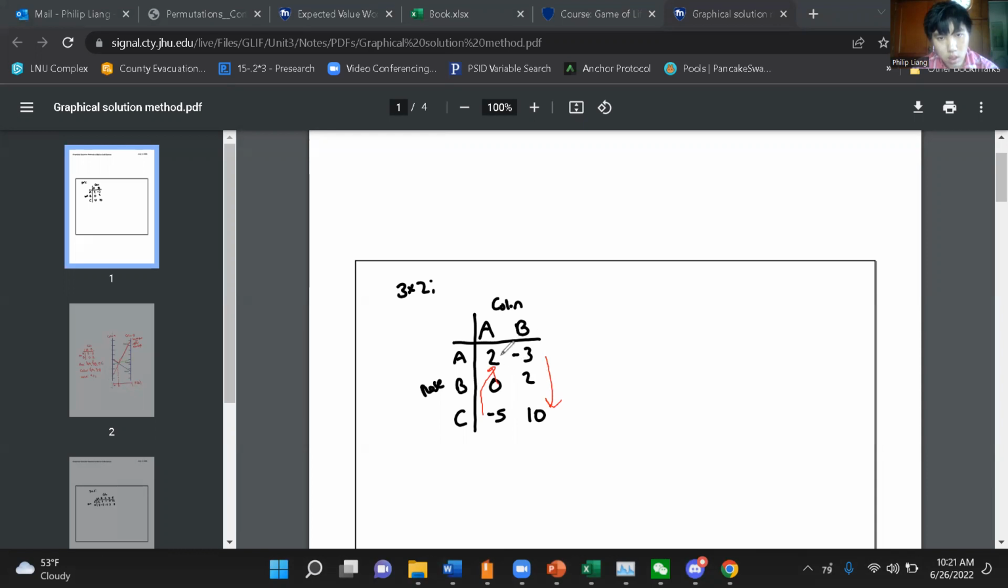Against Rose A, column wants to play B. Against Rose B, column wants to play A, and against Rose C, column wants to play C. So we see there's no pure strategy equilibrium.